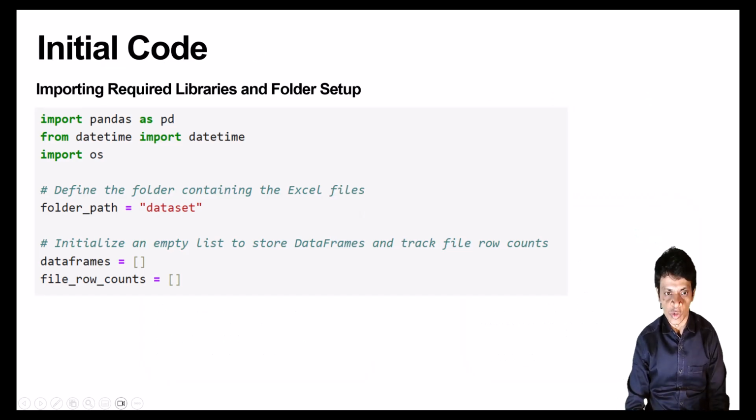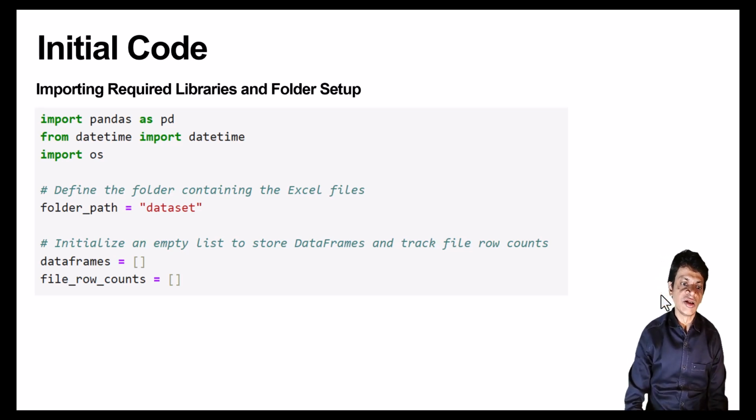And this is the initial code. First, we need to import the required libraries such as Pandas by using import pandas as pd. pd is nothing but the alias we have given, so we can use the pd dot function. In the same way, import datetime for converting the date of joining, and import os to navigate between files, folders and directories in the system.